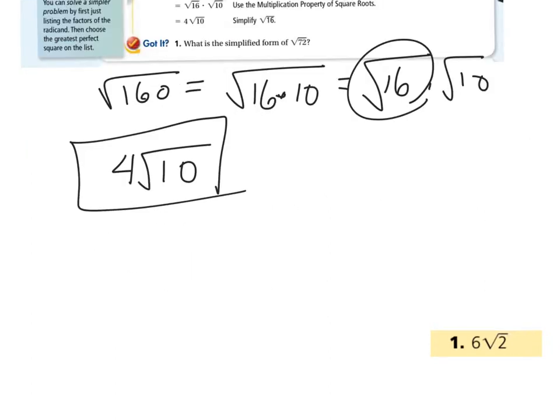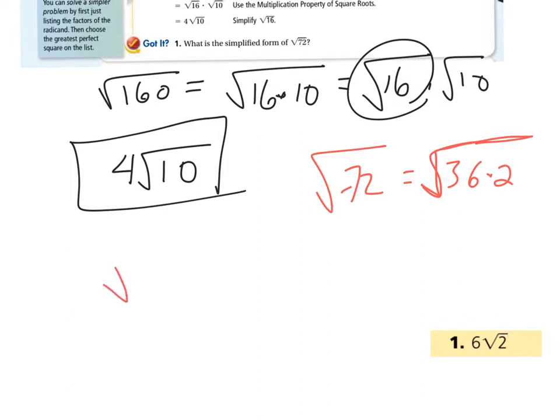So for the next one, the square root of 72 is technically the square root of 36 times 2. And again, I picked 36 because 36 is a perfect square. So that's the square root of 36 times the square root of 2, or 6 times the square root of 2.